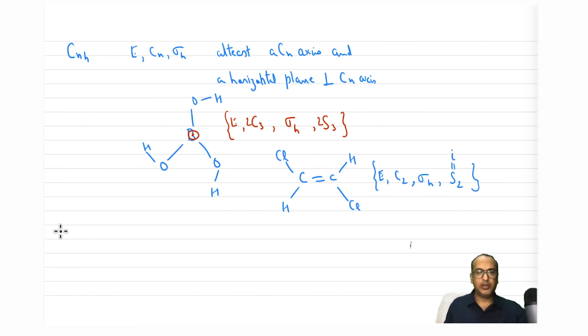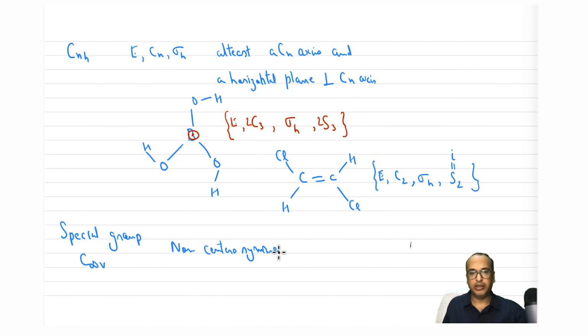And then let's also discuss one special group under single axis, which is called C infinity v. These are basically non-centrosymmetric linear molecules. It is easier to remember like this: non-centrosymmetric linear molecules. So an example is HCl, anything linear without having any center of symmetry.